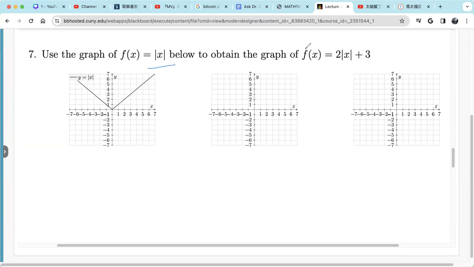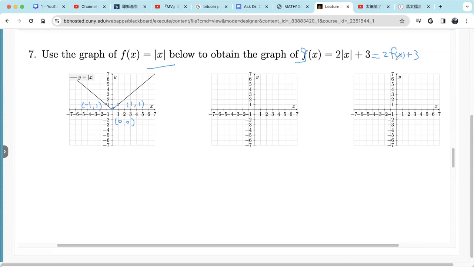So let's call this G, right? So how is G related to F? We can write this as G equals 2 F of x plus 3. Let's still work with 3 points: 0, 0, 1, 1, negative 1, 1. These 3 points, okay?